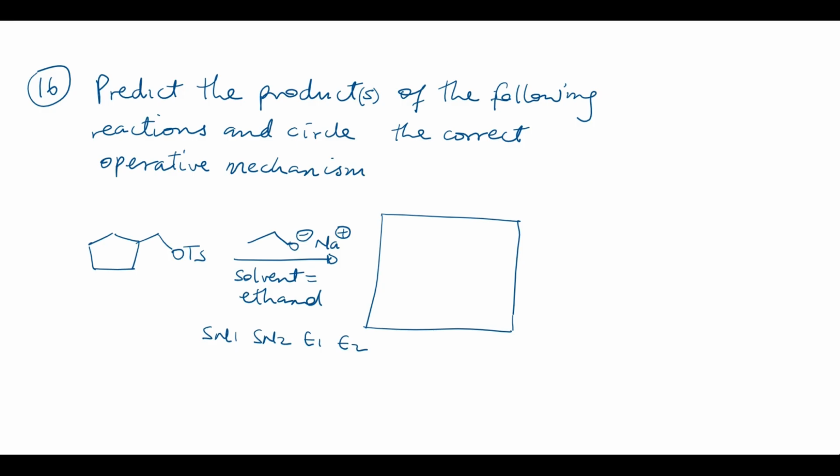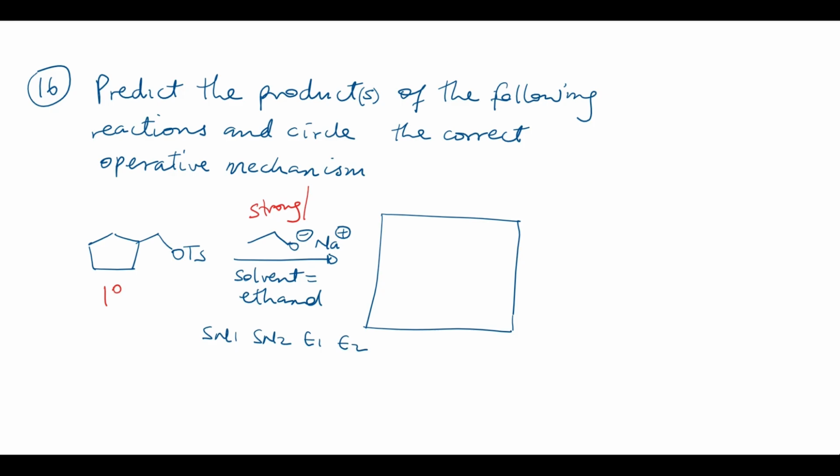Here we're asked to predict the product of this reaction, as well as circle the correct operative mechanism. Now, the substrate, the tosylate, should be treated like an alkyl halide. So what type of tosylate do we have? It's primary. And tosylate is a very good leaving group. Now, the nucleophile we have is a strong nucleophile because there's a negative charge on the oxygen, suggesting excess electron density around the oxygen, making it a strong nucleophile.